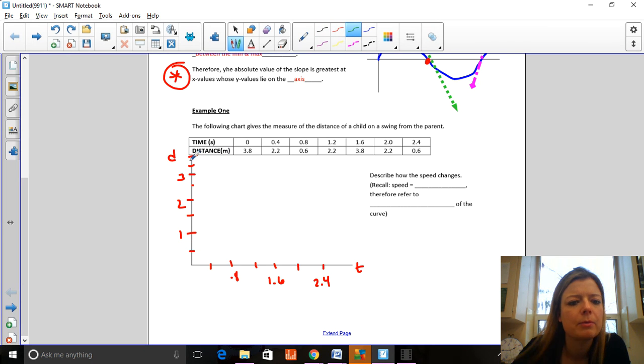So we can plot our points. So 3.8 at 0, at 0.4, we're at 2.2. At 0.8, we're at 0.6. At 1.2, we are at 2.2 again. And then at 1.6, back up at 3.8. At 2.0, we're at 2.2. And here we are. So there we have this sinusoidal curve.